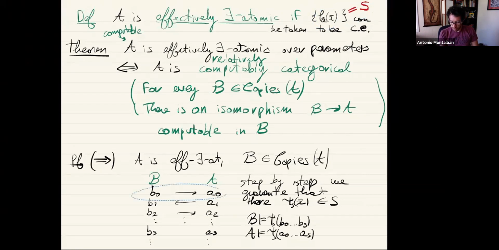So you want to do this back and forth process of choosing from one side and the other, so that at every step there is some formula in your family that is true about both.